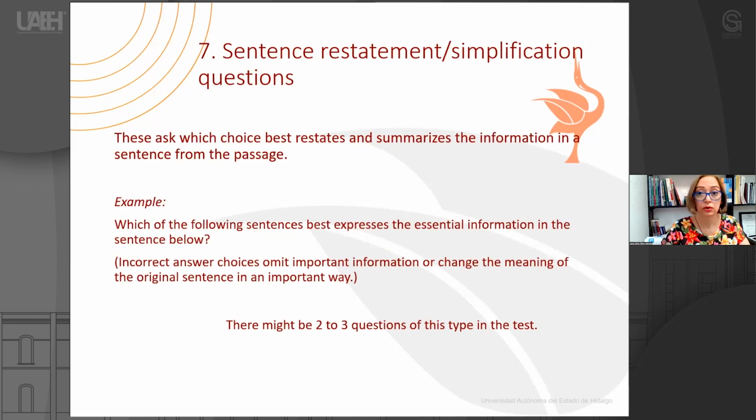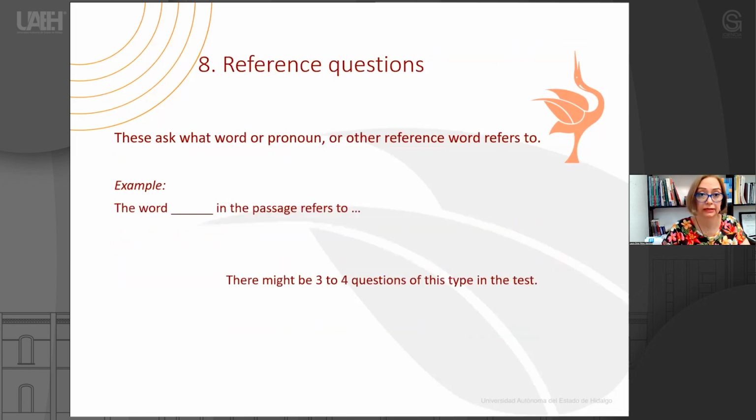Sentence restatement or simplification questions. You will have to restate or summarize the information in a sentence from the passage. For example, which of the following sentences best expresses the essential information in the sentence below? Incorrect answer choices omit important information or change the meaning of the original sentence in an important way. You have to remember that. There might be 2 to 3 questions of this type in the test.